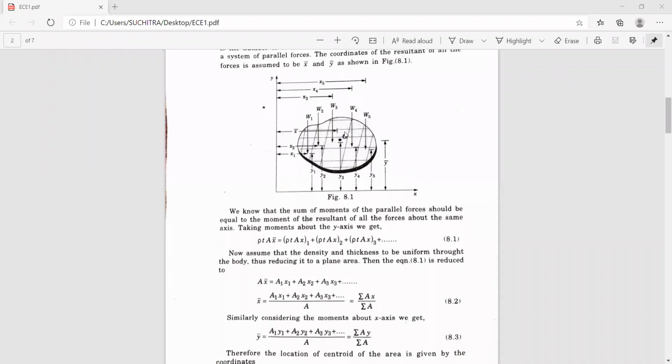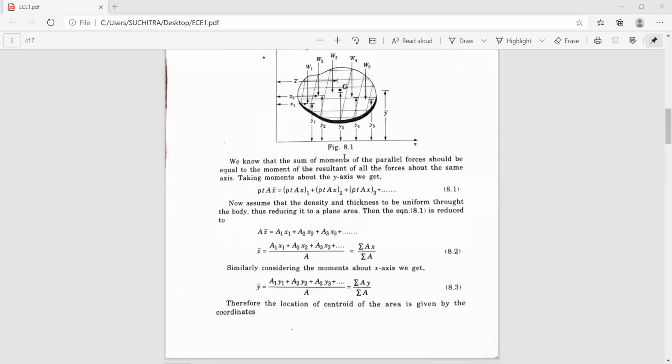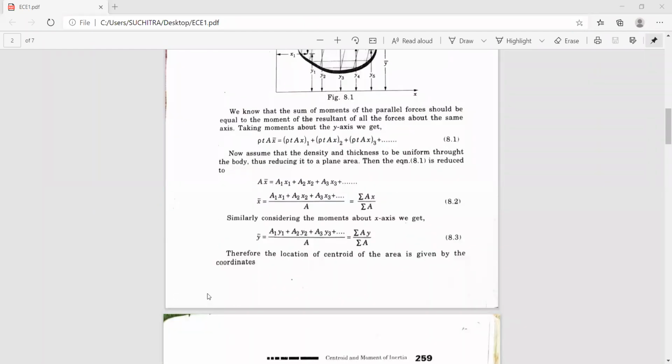When you take the moment of all these forces with respect to any reference axis and equate it to the moment of the resultant, we get this expression, that is A x bar is equal to A1 x1 plus A2 x2 plus A3 x3. Thereby you can find the x coordinate distance with respect to the y-axis, and similarly we can find the y coordinate distance with respect to the x-axis. So x bar and y bar are the coordinate distances with respect to both axes. Therefore the centroid of an area is given by the coordinates x bar and y bar.